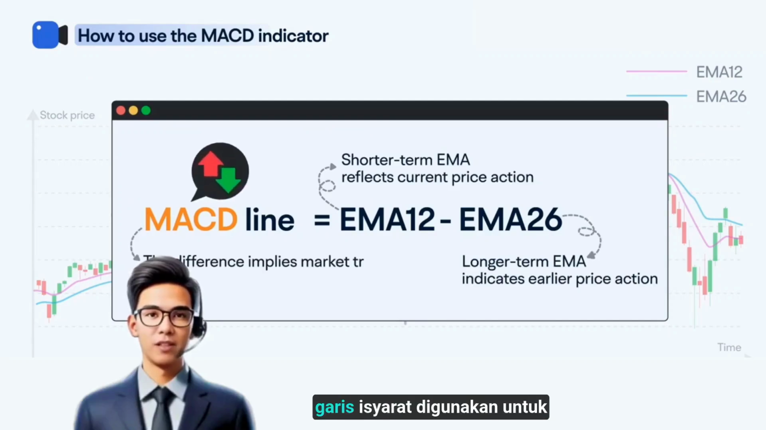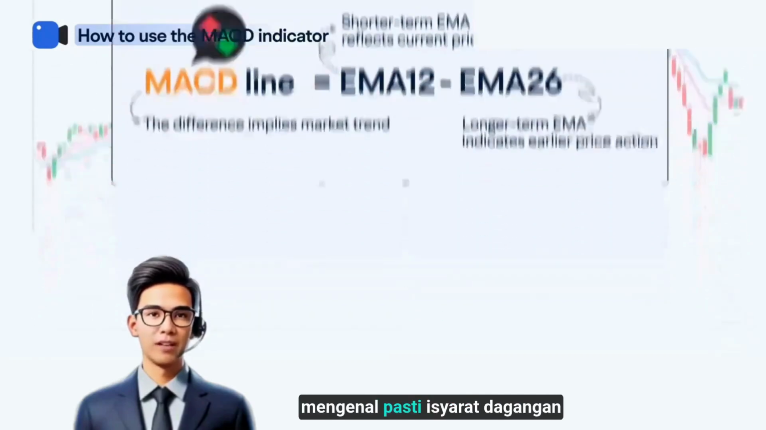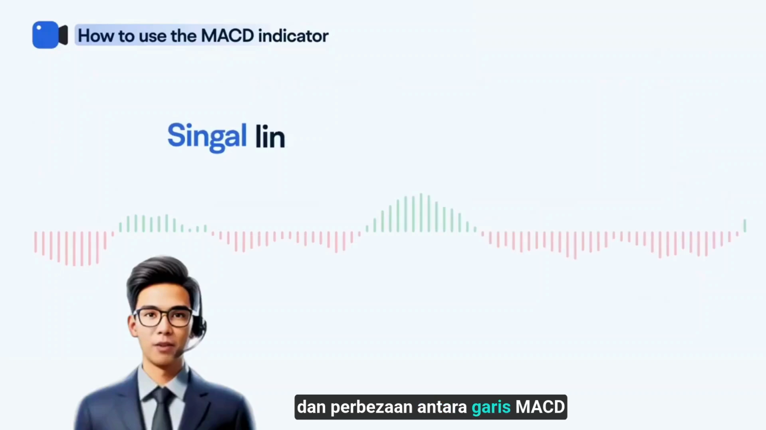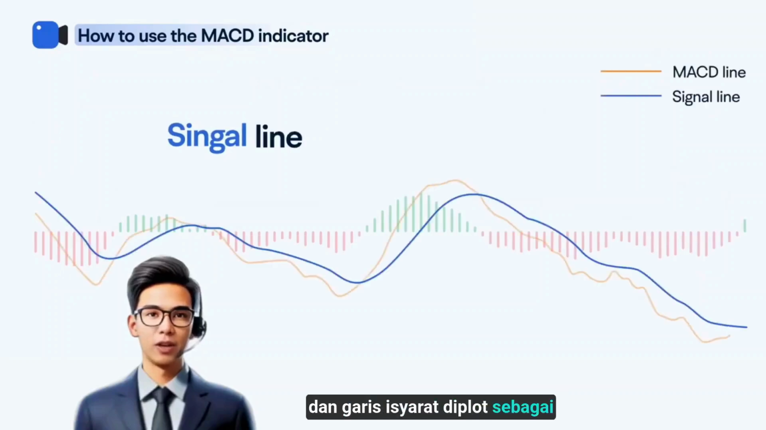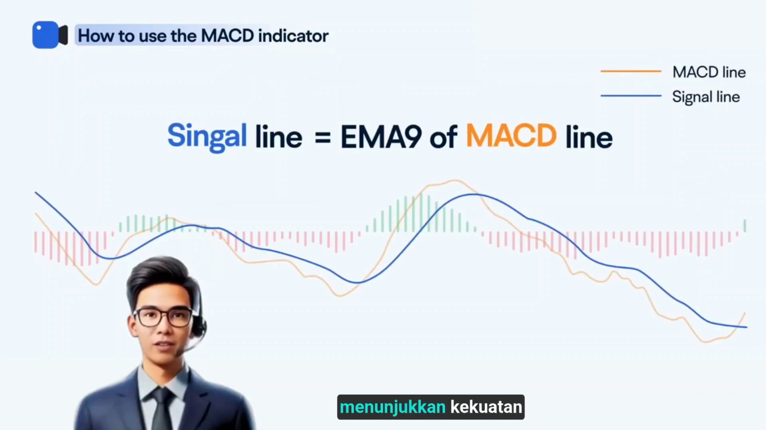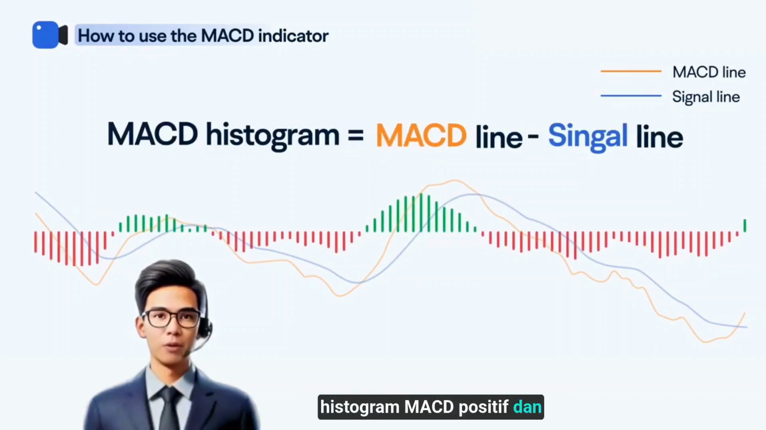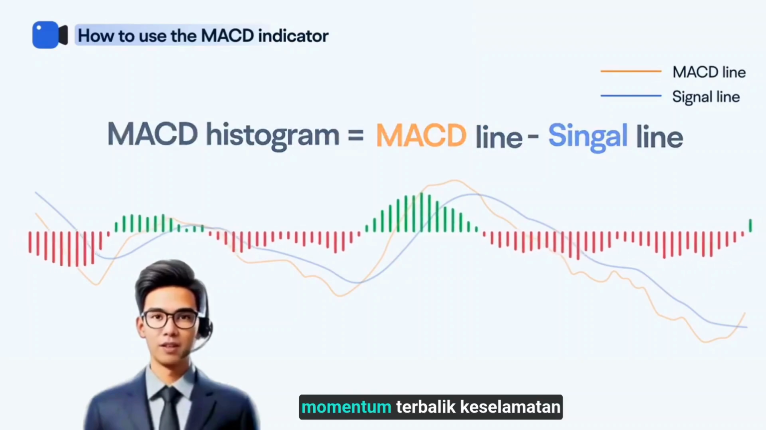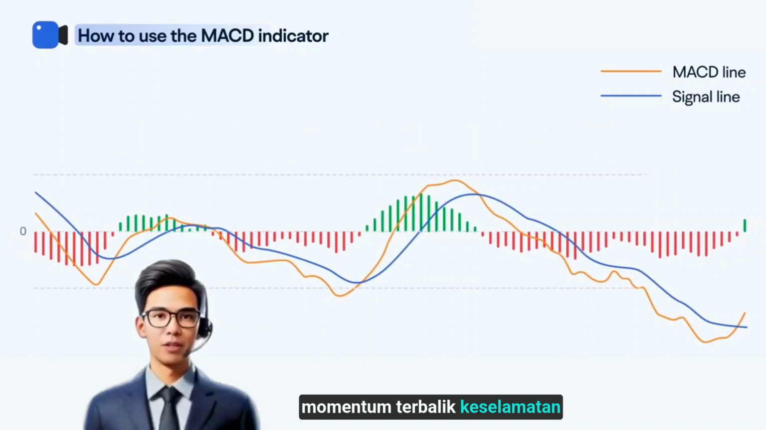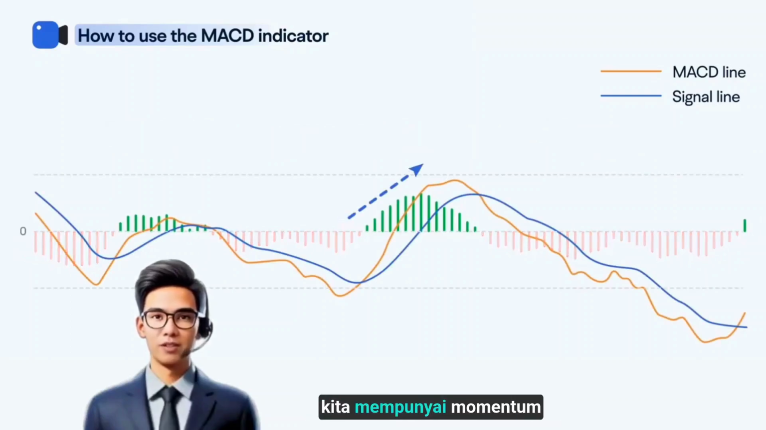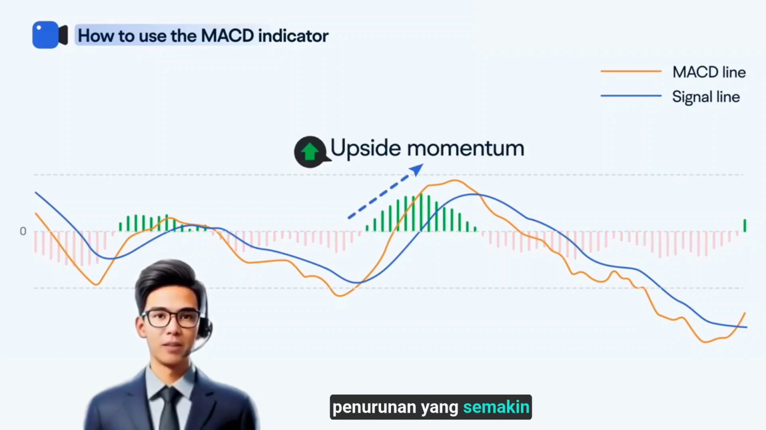As its name suggests, the signal line is used to identify trading signals, and the difference between the MACD line and the signal line is plotted as a histogram that oscillates around a zero line, indicating the strength of the trend. A general interpretation of MACD is that when the MACD histogram is positive and its value increases, the security's upside momentum increases. When the MACD histogram is negative and its value decreases, we have an increasing downside momentum.